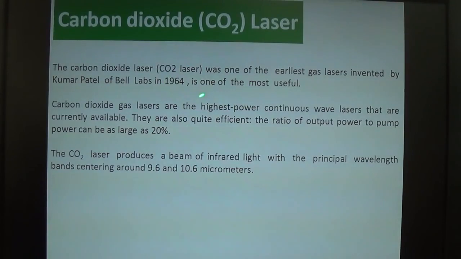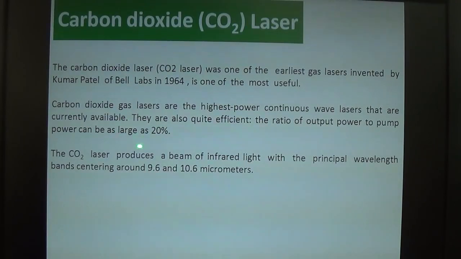This was the first gas laser, invented by Kumar Patel of Bell Labs in 1964, and this is one of the most useful gas lasers. As you know, carbon dioxide gas lasers are the highest power continuous wave lasers that are currently available. They are also quite efficient. The ratio of output power to pump power can be as large as 20%.